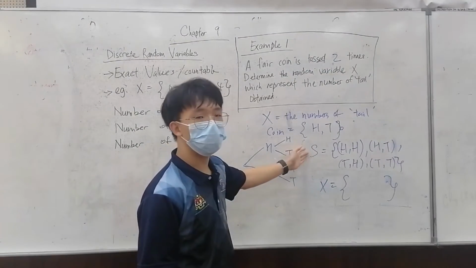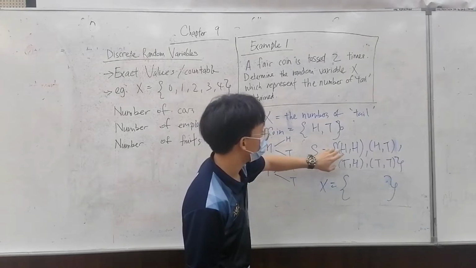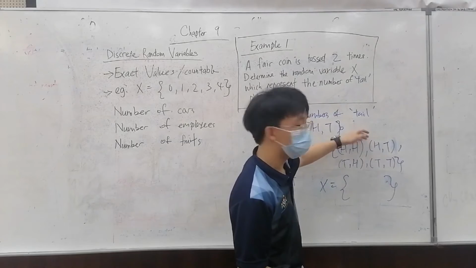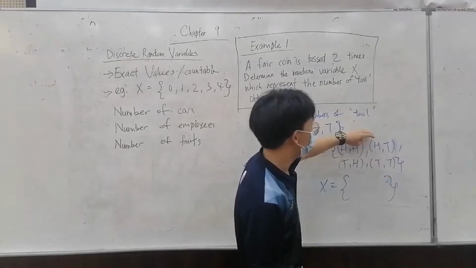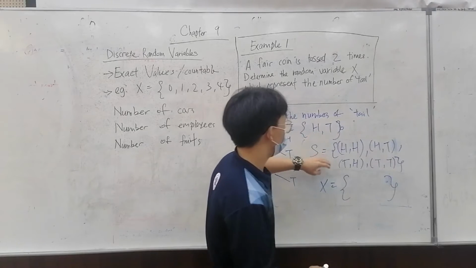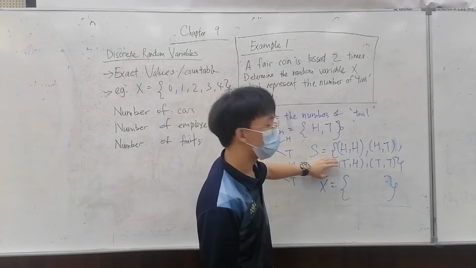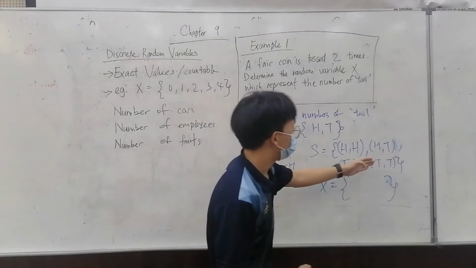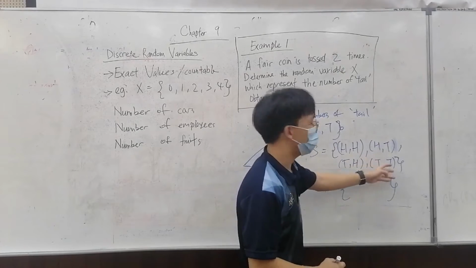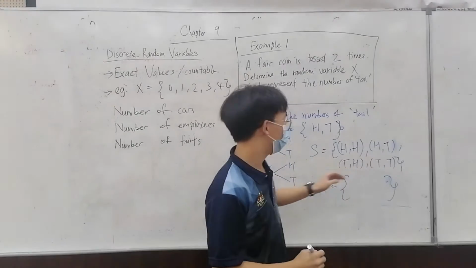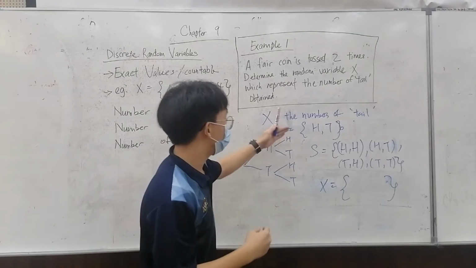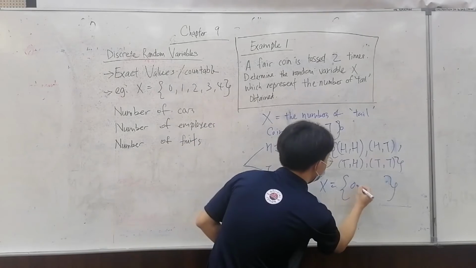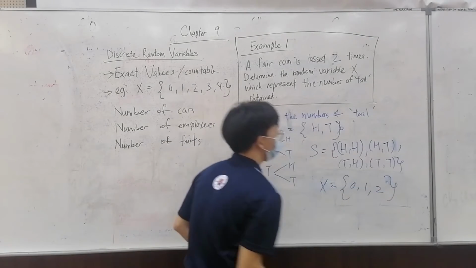So we can write the sample space. The first result is that the first toss is head and the second toss is head. The second result is that the first toss is head and the second toss is tail. The third result is tail on the first toss and head on the second toss. And the fourth result is 2 tails. So from the sample space, we know that the number of tails that we get is either 0, 1, or 2.